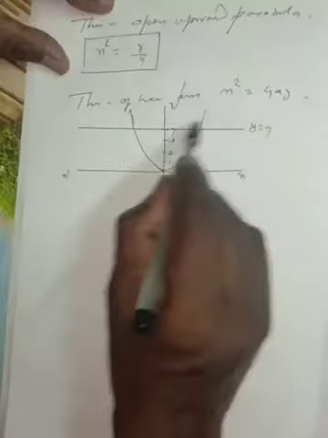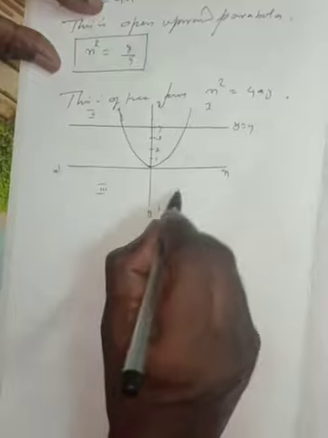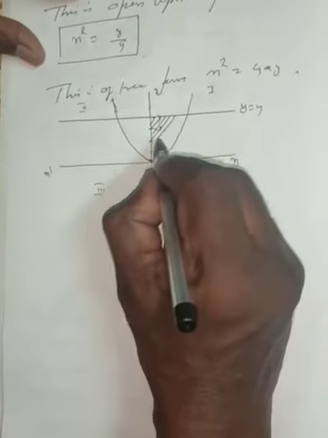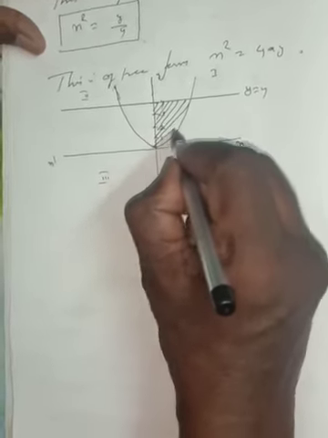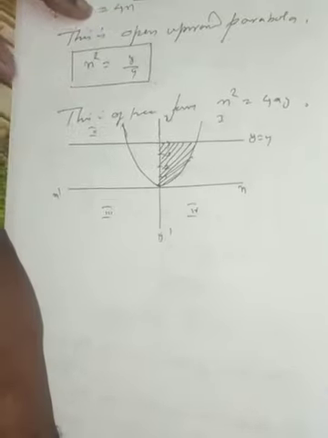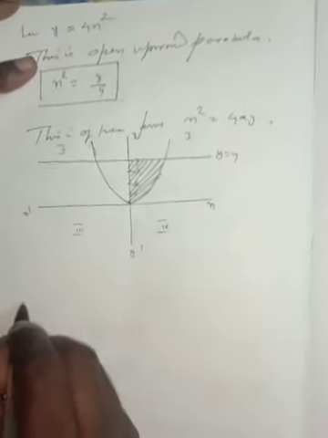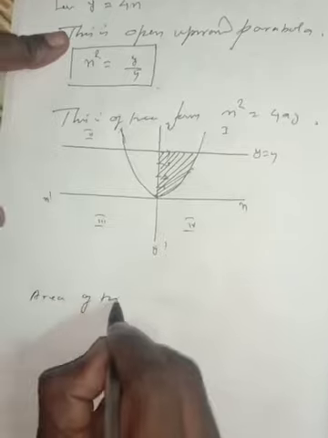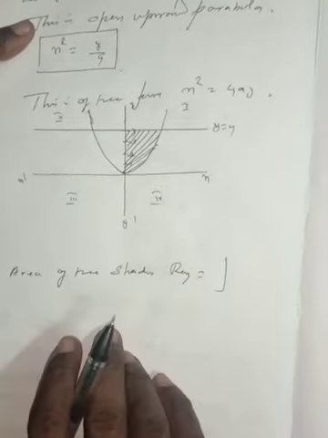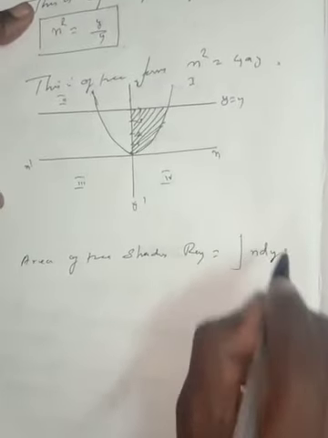Next, in quadrant is this. This is first quadrant. This is second quadrant. This is third quadrant. This is fourth quadrant. So, the area of the region bounded, lying in the first quadrant. So, this is the area. How to find the area? Area of the shaded region is equal to, right hand side of y axis, right hand side of y axis formula x dy.